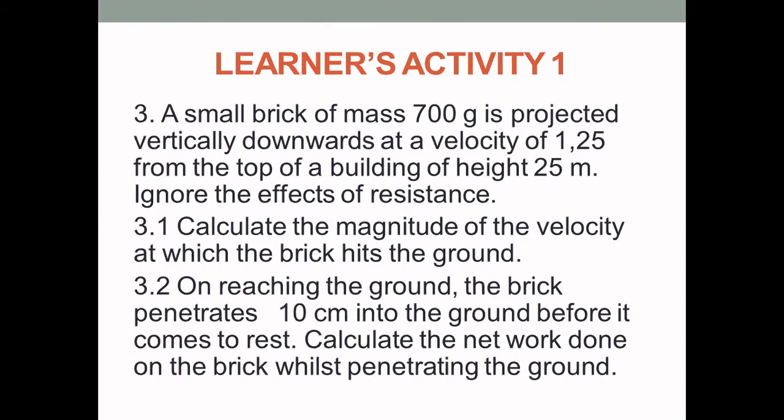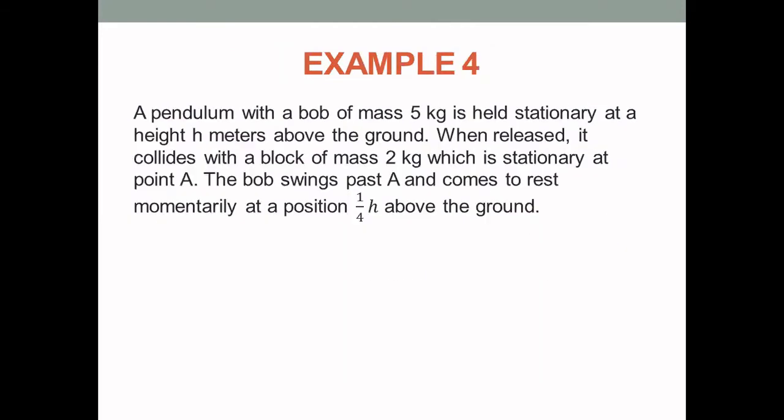Number 3. A small brick of mass 700 grams is projected vertically downwards at a velocity of 1.25 meters per second from the top of a building of height 25 meters. Ignore the effects of resistance. Calculate the magnitude of the velocity at which the brick hits the ground. For point 2, on reaching the ground, the brick penetrates 10 centimeters into the ground before it comes to rest. Calculate the work done on the brick while penetrating the ground.